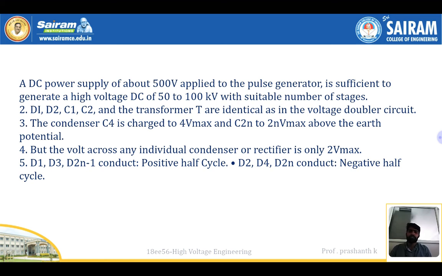And D1, D2, C1, C2 and the transformer T are identical, as in the voltage doubler circuit. The condenser C2n is charged to 2n Vmax above the earth potential, right? But the voltage across any individual condenser or rectifier is only 2 Vmax, so 2 times the maximum voltage. And D1, D3, D2n-1 must conduct in the positive cycle. Already I told you D2, D4, D2n conduct in the negative half cycle.